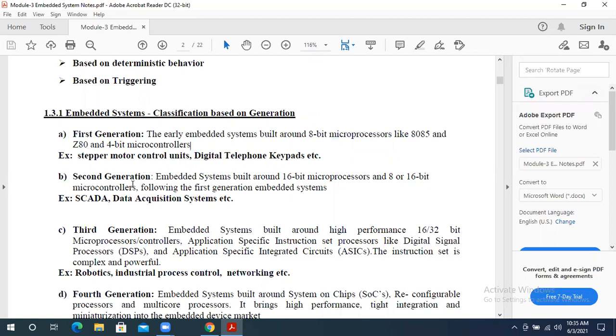Second is, next we just enhanced its features, we increased its capacity, from 8-bit to 16-bit. Those are called second generation embedded systems. In this we can use 16-bit, and we can use 8-bit also. Both are possible in the second generation. Is that clear? We can use 8-bit also, we can use 16-bit also. That is called a second generation embedded system.